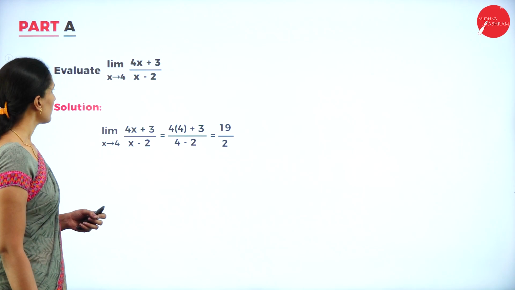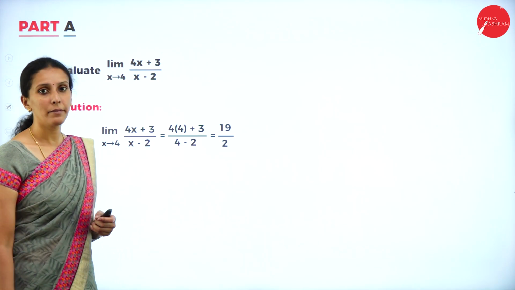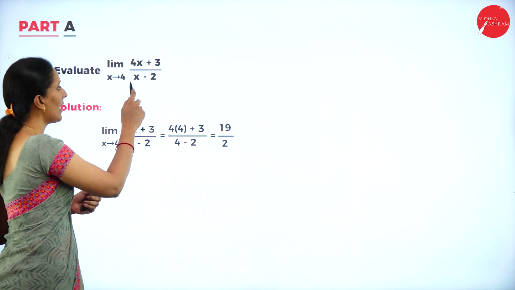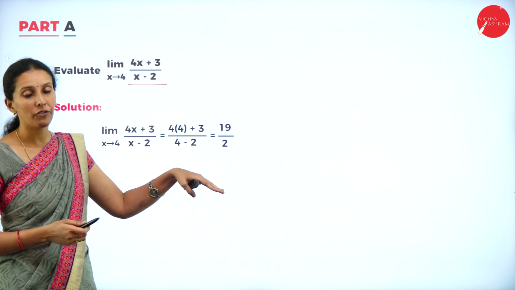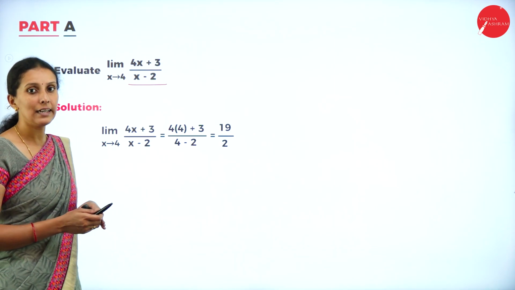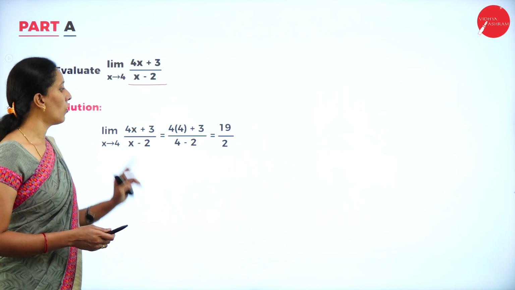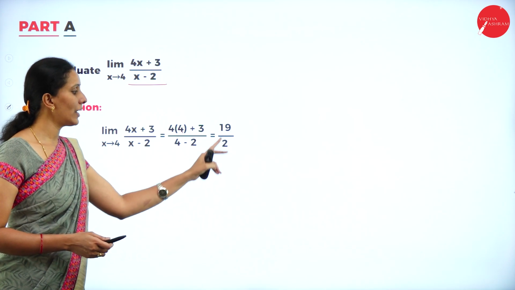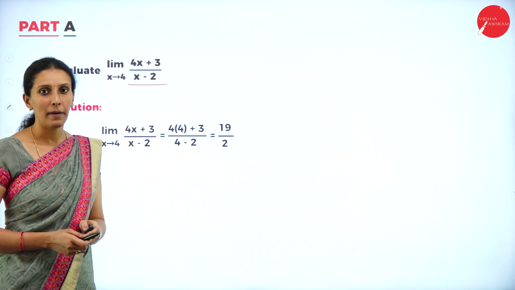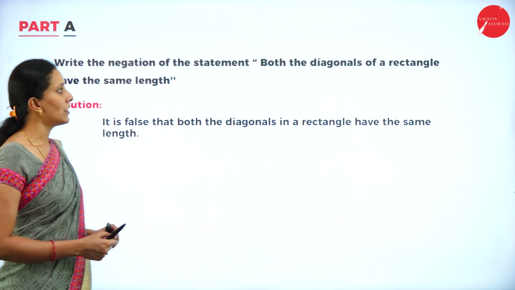Next one, evaluate limit as x tends to 4, (4x plus 3) divided by (x minus 2). Until and unless the denominator becomes 0, we can substitute the value of x directly under the limits. So, here we can substitute x is equal to 4. After substituting x is equal to 4 in the place of x, we will get the answer as 19 by 2.